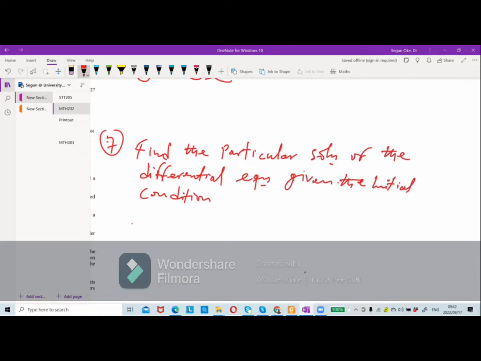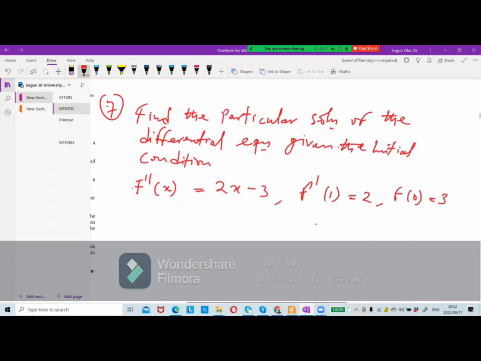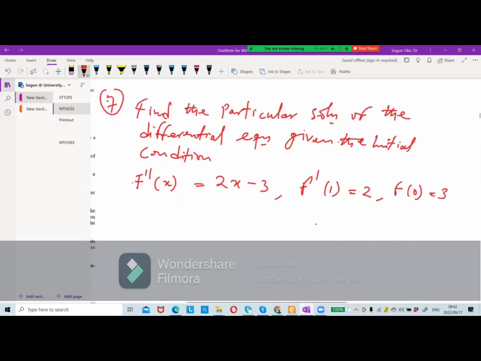Let me just give us this. The question is f prime prime of x is equals to 2x minus 3, where your initial condition is given f prime of 1 is equals to 2, then f of 0 is equals to 3. So who can tell us what to do in this case? Anybody?